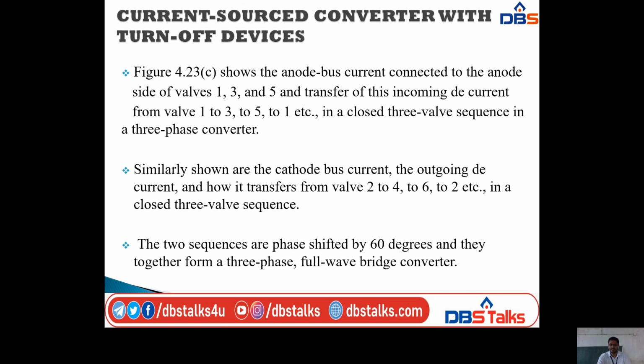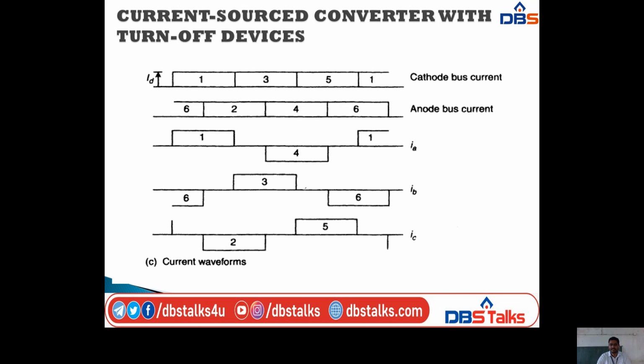Next, I will show the waveforms. These are the waveforms for the cathode bus current, the anode bus current, and the phase currents also. The cathode bus current consists of DC current waveforms. Here we are using valves 1, 3, and 5, and for the other bus current we are using valves 2, 4, 6.